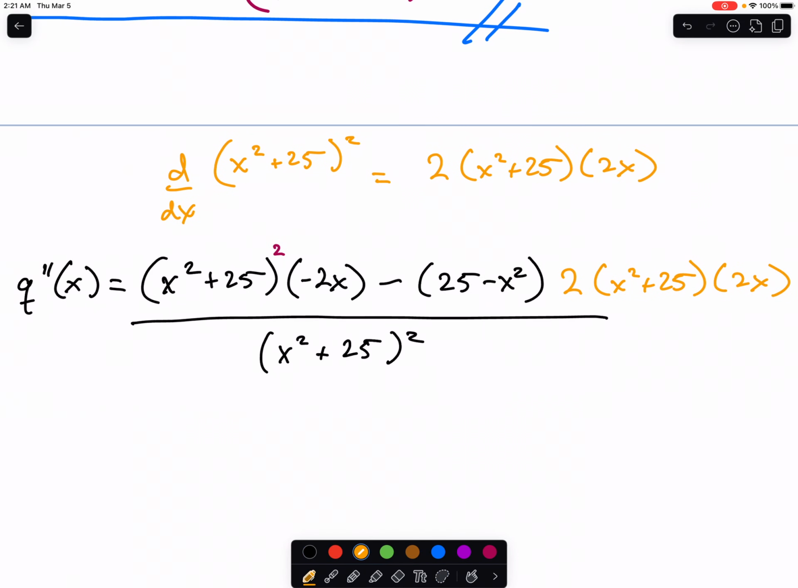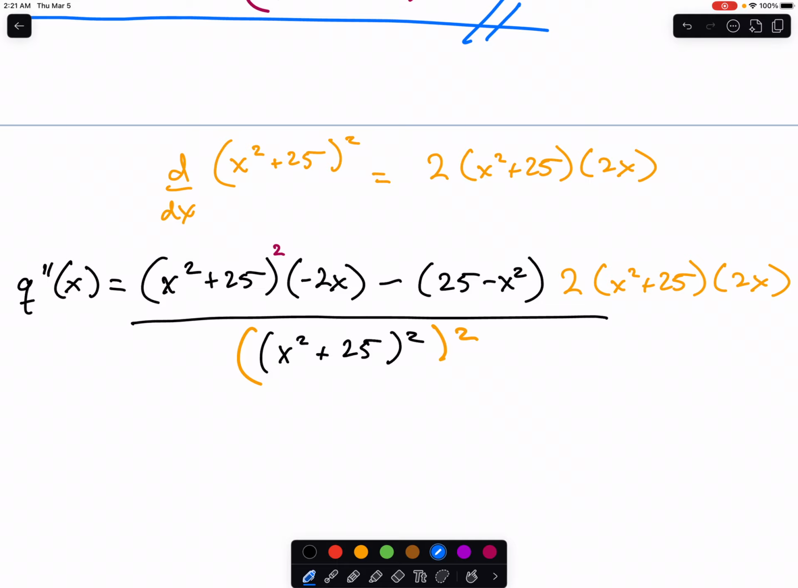Okay. And then all over the bottom squared. So we'll capture it like this. Okay. So I think we caught all the errors. So let's try to go and simplify. Now let me highlight some common factors here.